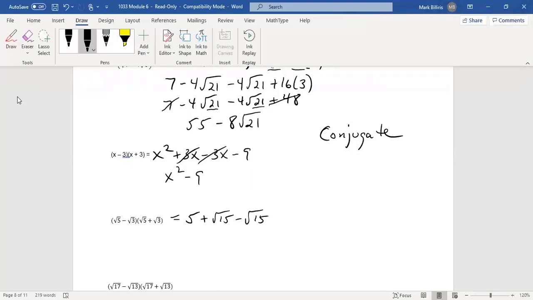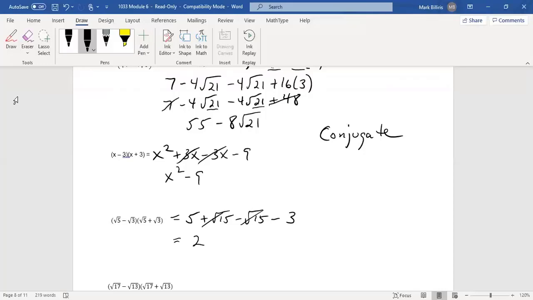Lastly, I'm going to take negative square root of 3 times positive square root of 3. So a negative times a positive is a negative, and I'm multiplying the square root of 3 times itself, so it removes the radical sign. Notice my middle terms. They're going to be eliminated. And 5 minus 3 is simply 2.